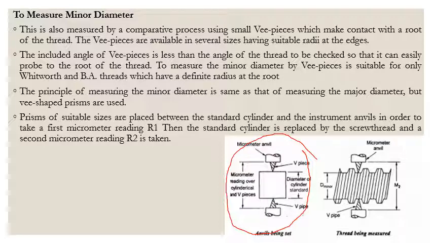When this screw thread is being placed, again the procedure is repeated by making the V pieces in contact with the root of the screw thread. That is most important. If the V piece of the micrometer anvil is not touching the root, then we are not getting the minor diameter. So we have to ensure that the peak of this prism or V piece is in contact with the root of the screw thread.